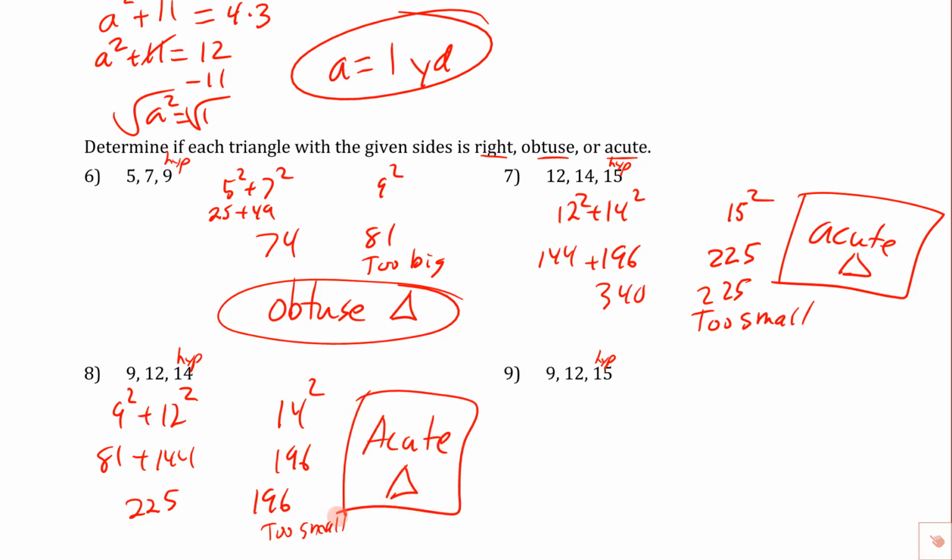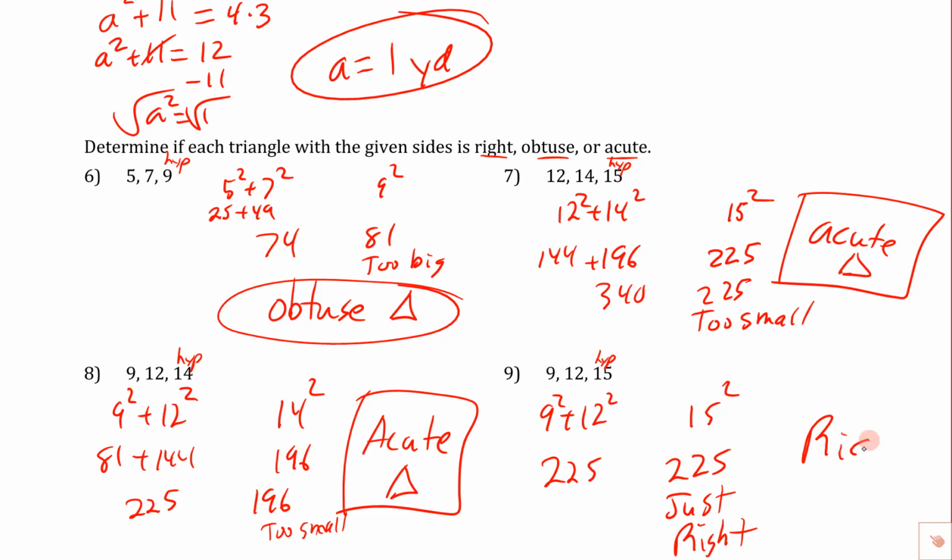All right. And then the last one, we've got a 9 squared plus a 12 squared. And over here we've got a 15 squared. Now we've got a 9 and a 12 here, so this is that 225 again, and this is 225, so we're going to say just right. And if it's just right, then we have a right triangle. Okay. All right, there we go.